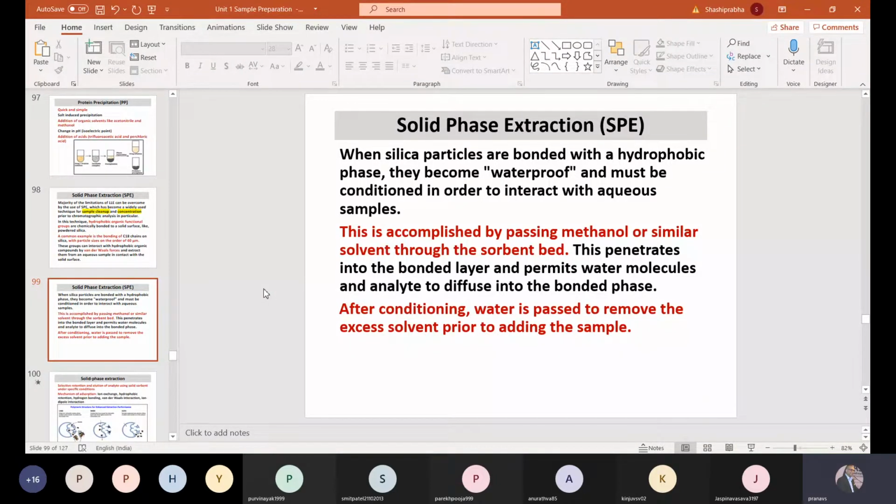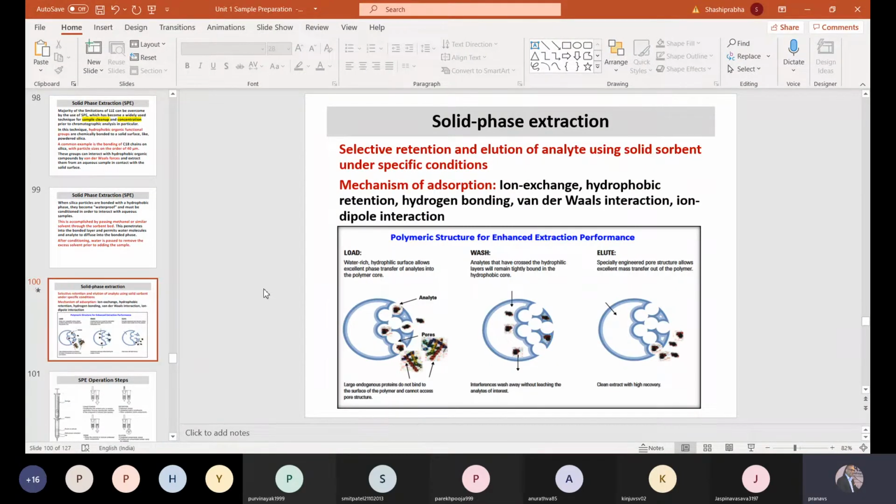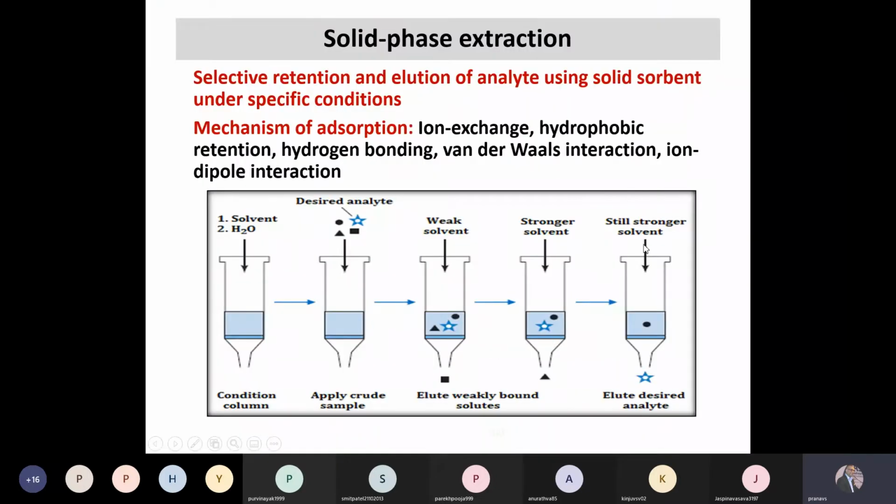So conditioning is a very important step in SPE for extraction. Now this is how the selectivity is achieved. I'll just make it full screen here just to show you, because this has two things to be shown in the same slide.